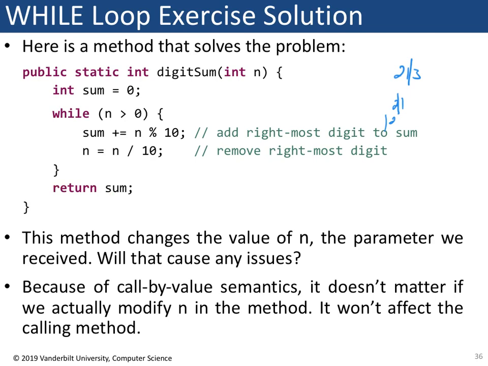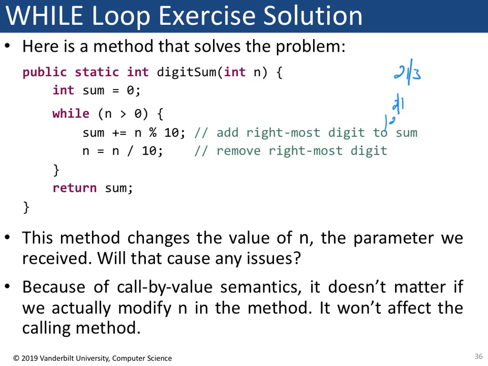Now one thing, does it matter that the method changes the value of n? Remember we said when we pass an object, that's actually a reference to an object stored in memory, and so if we change it inside the method, then when we go back, it'll be changed outside the method. What I just said is true. However, n is not an object. It is an actual integer value.